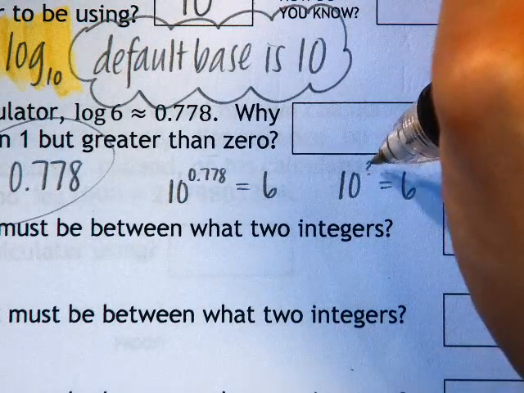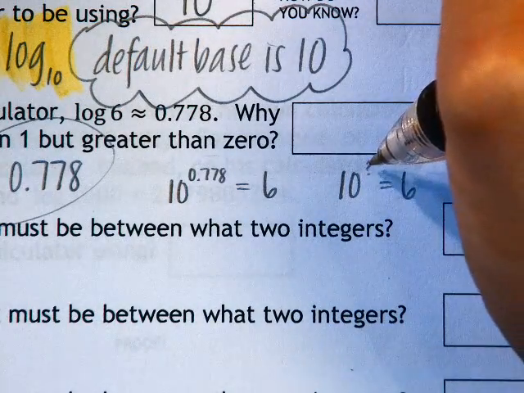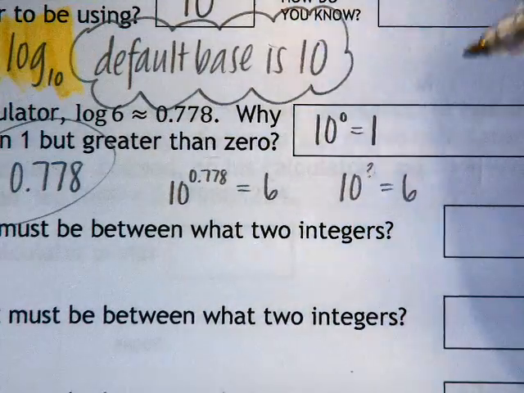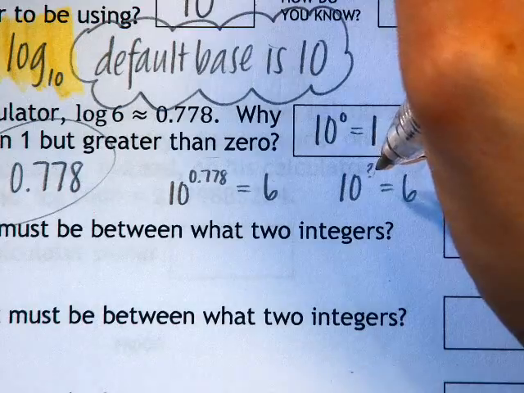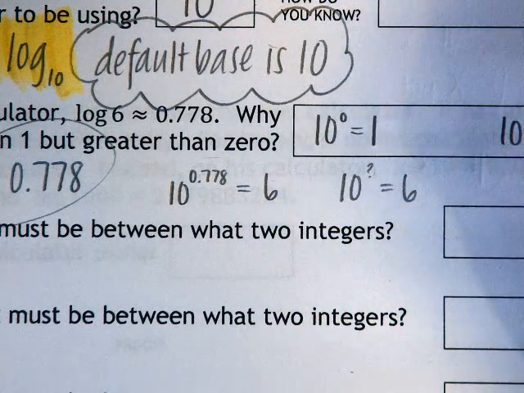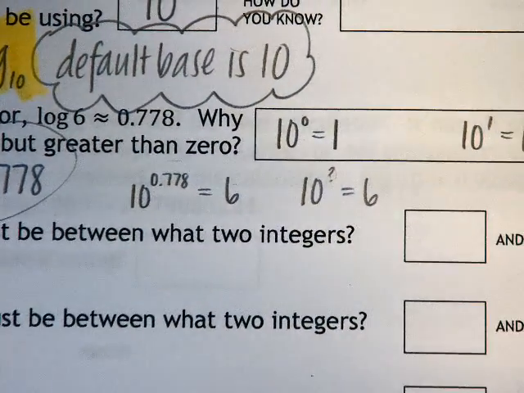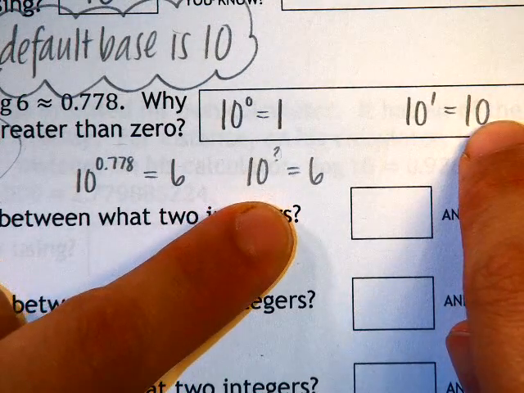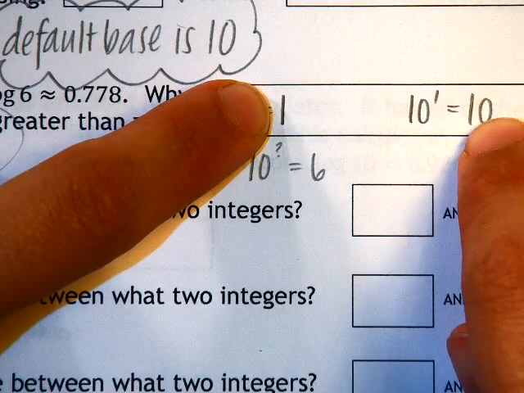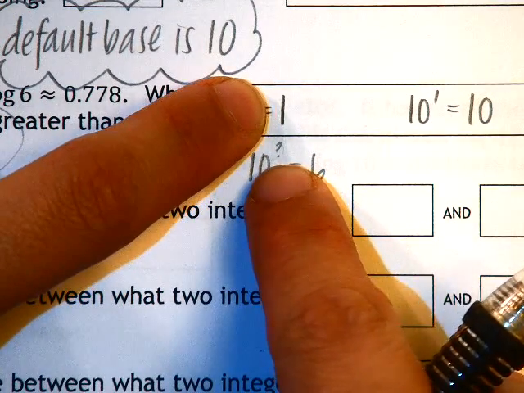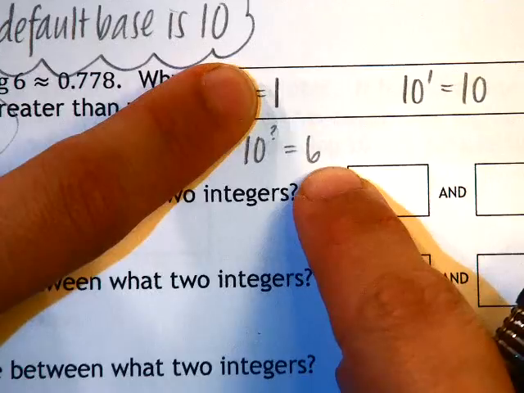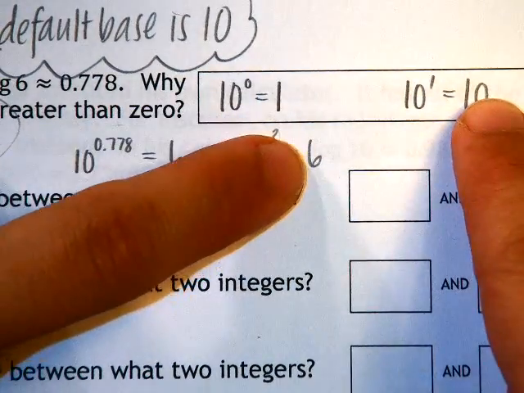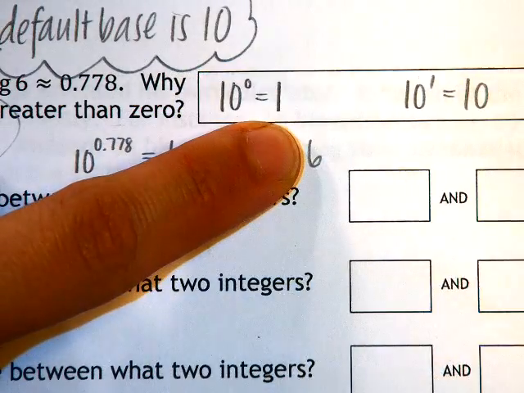Well, 10 to the power of 0 would be too small. 10 to the power of 0 would be 1. And if the exponent was 1, 10 to the power of 1 is 10, which is obviously bigger than 6. So it stands to reason that if I want a number to work as a power that would give me 6 as an answer, I need to find something in between these two extremes. 6 is between 1 and 10.